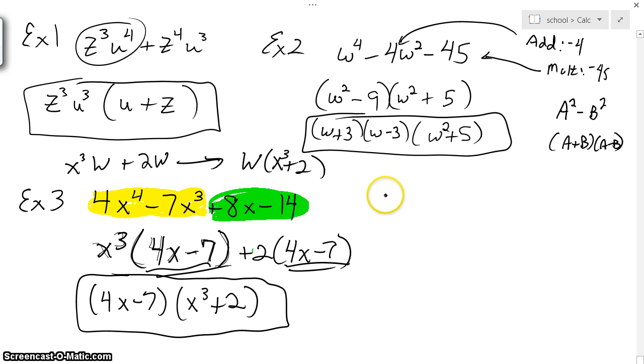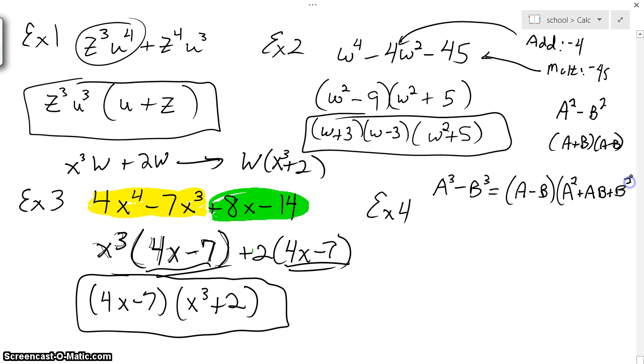One last one that I'd like for us to take a look at today. For example 4, let's review factoring a difference of cubes. What if I gave you a to the 3rd minus b to the 3rd? Hopefully you remember that factors into the following formula: a minus b multiplied by the quantity a squared plus ab plus b squared. And what I'd like for us to do is take a look at factoring 64u to the 3rd minus 27w to the 3rd.